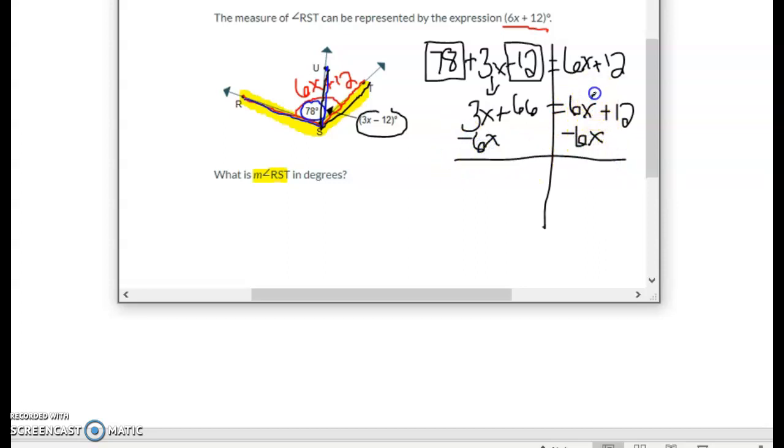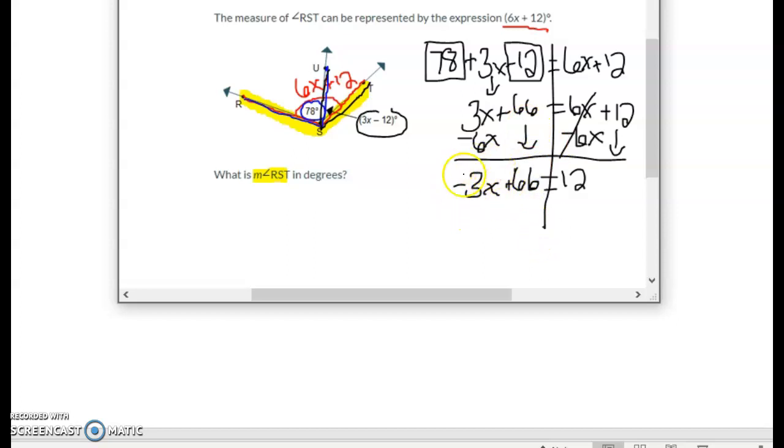Whatever you do to one side, you have to do to the other. 6x's take away 6x's would cancel. So I'll just bring this 12 straight down. 3x take away 6x is going to leave us with negative 3x's. And I'm going to bring the 66 straight down.